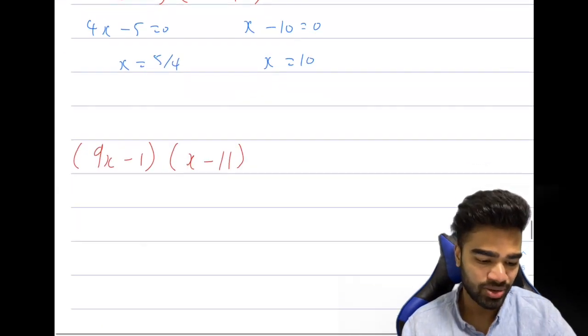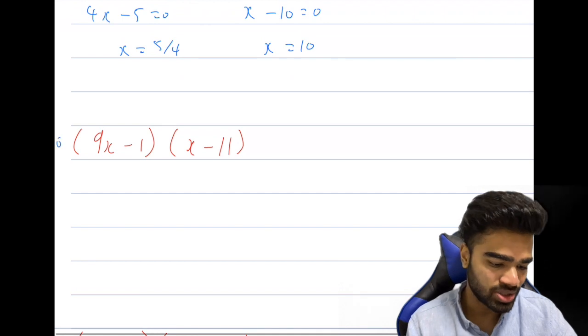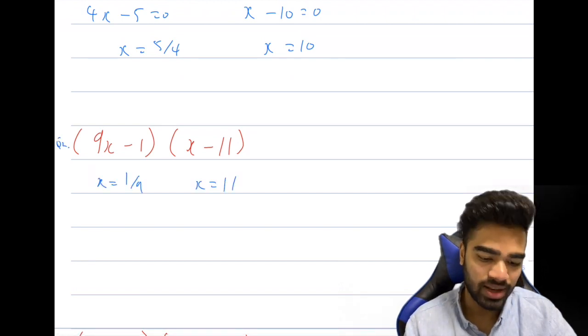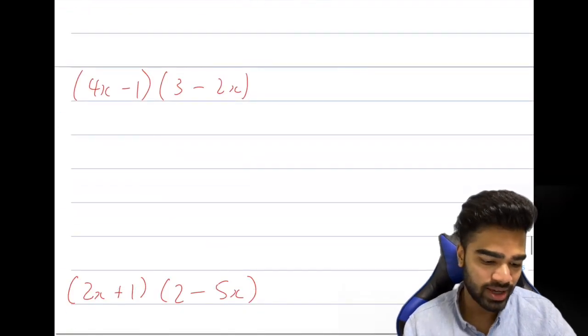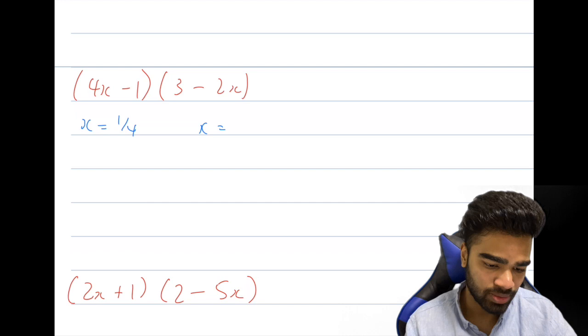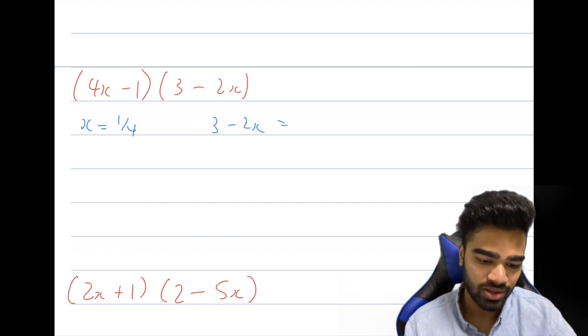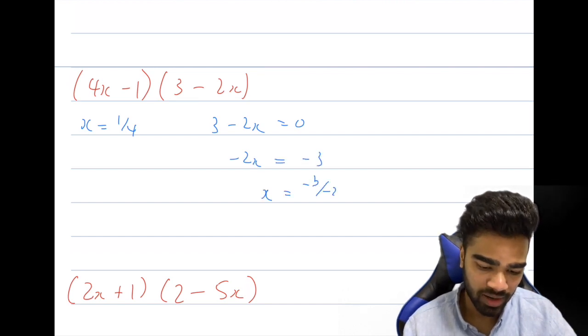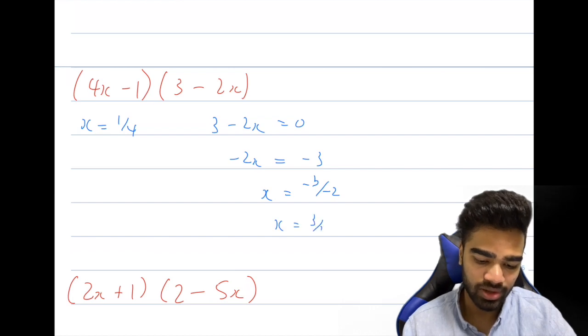Okay, and I'll quickly go through each of them, it doesn't take too long. Question 2 was x is equal to 1 on 9, x is equal to 11, that's the answer. So null factor law again. Question 3, x equals 1 on 4, x equals, so this one's a bit different, so I'll do it. If you have 3 minus 2x, you make it equal to 0. Negative 2x is equal to negative 3. x is equal to negative 3 divided by negative 2. x is equal to 3 over 2.